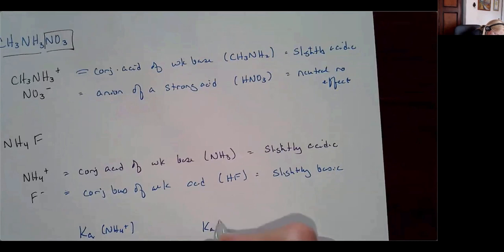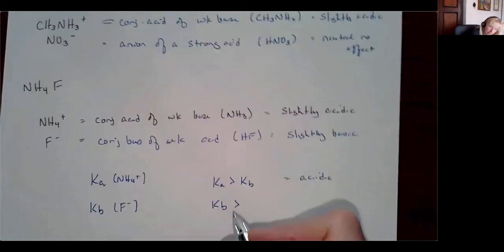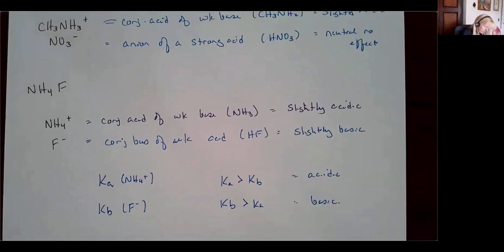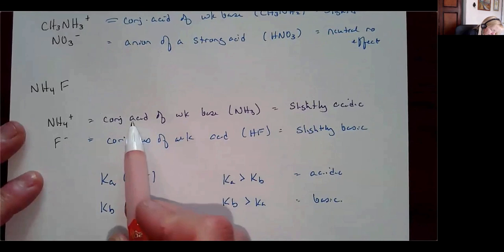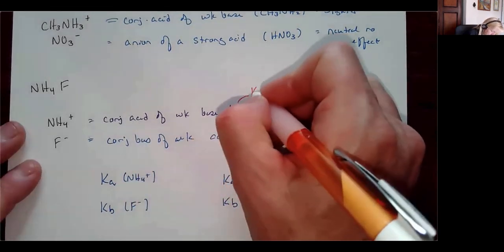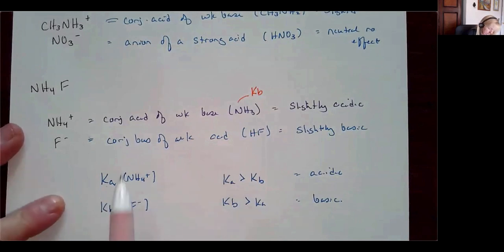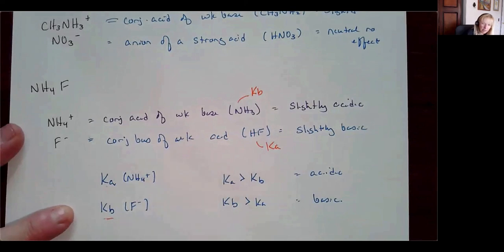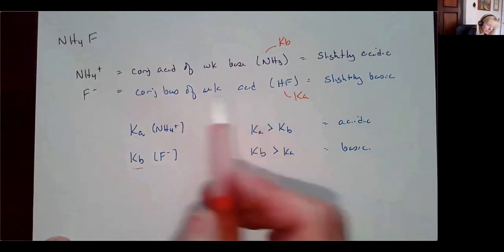If Ka is greater than Kb, then that means it's going to be slightly acidic. If my Kb is greater than my Ka, then it's going to be slightly basic. So I could work that out. And you'll notice if this is the conjugate acid of a weak base, this means that I'm going to find a Kb for this, but I'm not going to find a Ka. If this is the conjugate base of a weak acid, I'm going to find the Ka for this, but I'm not going to find the Kb. To be able to use a Ka and a Kb for this, you need to calculate them.